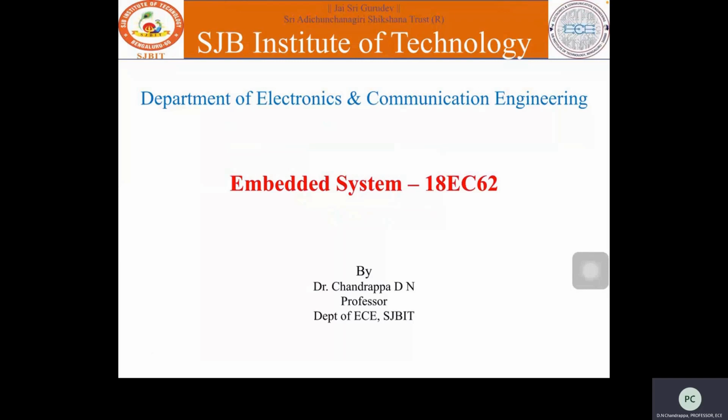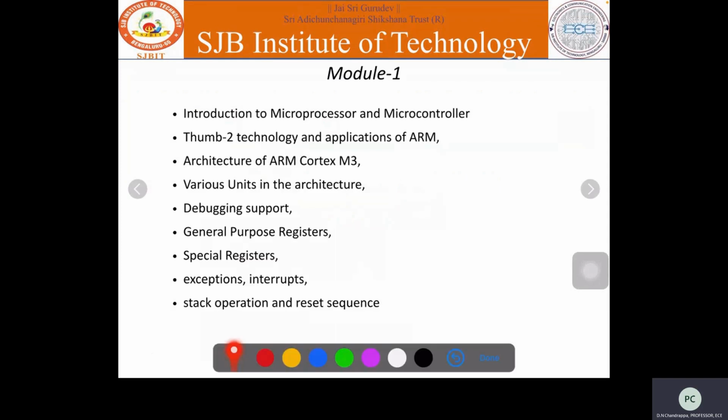So now we'll start the subject Embedded Systems. The embedded system is a very important and interesting subject. So in this class, I'm going to discuss details about what an embedded system is, what components are required in embedded systems, and how the embedded system supports the real-time system. These are all things I'm going to discuss one by one.